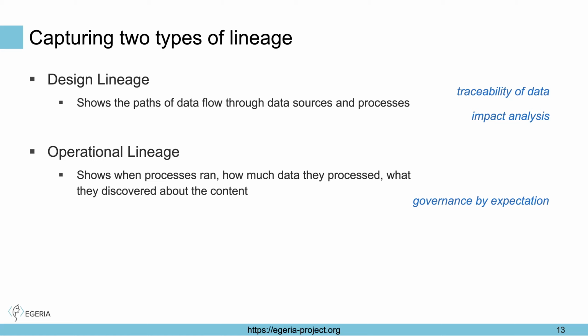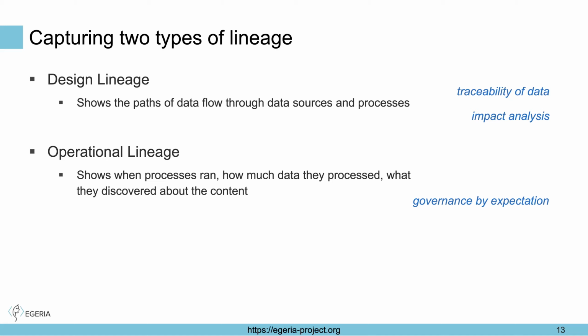And so we can use that design lineage for traceability, going back through the flows. And then the other one is the impact analysis. So if we change something early on in the processes, then we look forward through the graph to see what is using whatever's changing downstream. So that's how we use design lineage.